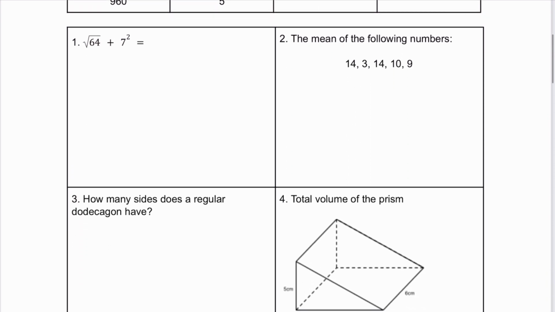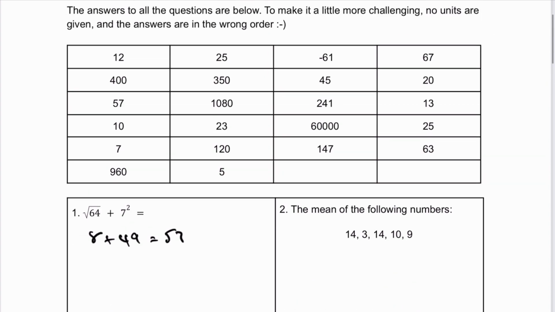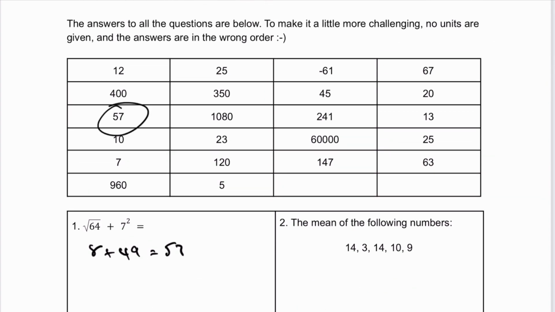Okay, so let's move on then to question number 1 and 2. Okay, so we've got the square root of 64 plus 7 squared. Well, the square root of 64 is 8. Okay, so that's going to be fairly straightforward, and then 7 squared is going to be 49, so that should give you 57. And actually, if you go to the bank, I'll just show you this on the one, so it's actually going to be this one here. Okay, so we'll be able to cross that one out.